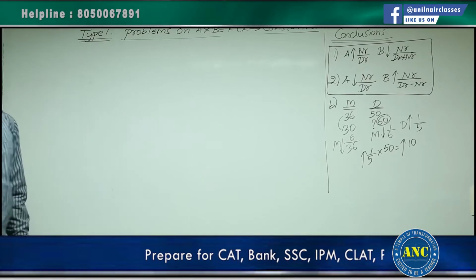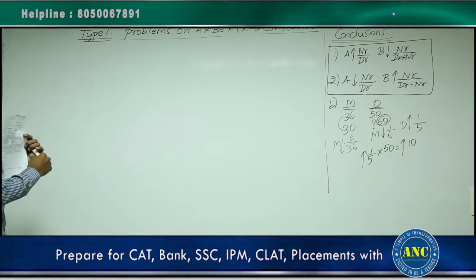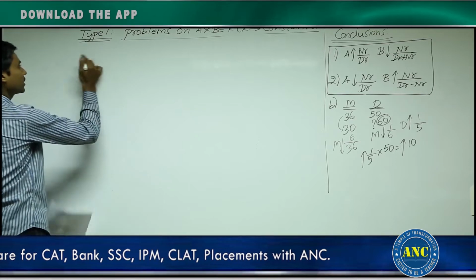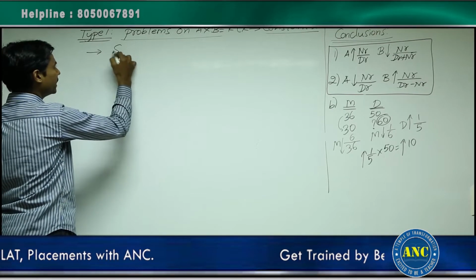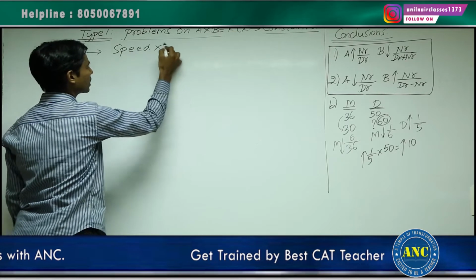Product of two parameters is a constant quantity. What are those constant quantities? See here. What are those cases? It can be length into breadth, or speed into time is equal to distance. Speed into time is equal to distance.